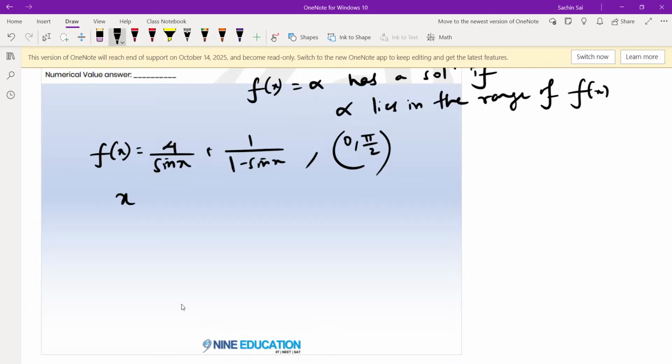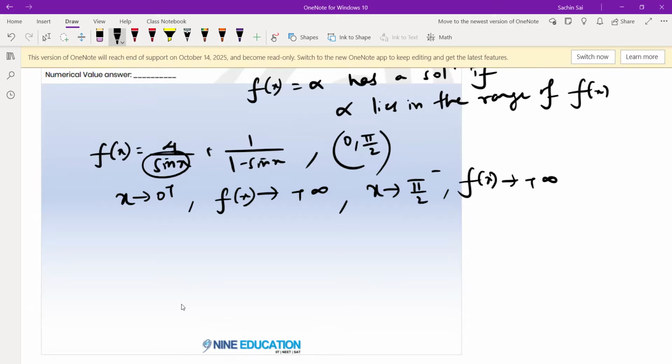as x tends to 0 plus, I can say f of x tends to plus infinity. Because here sin x is in the denominator, right? And it tends to 0 plus as well, right? Similarly, as x tends to pi by 2 minus, I can say f of x tends to plus infinity, right? Because then this term will become 0, but the denominator of the second term will become 0, but it will still be positive, right? So there is no upper limit to the value of the function, right? That means we just have to find the lower limit, that is a minimum value.